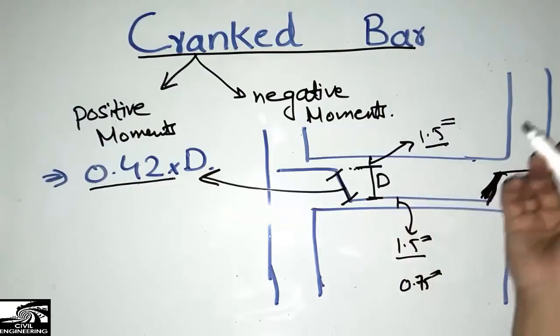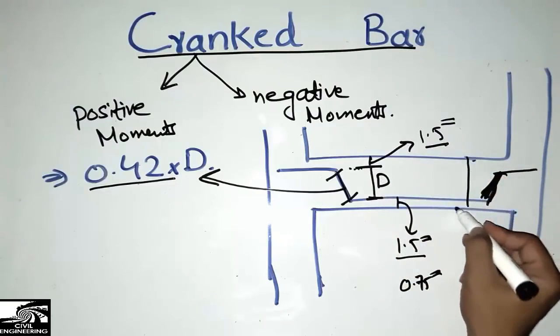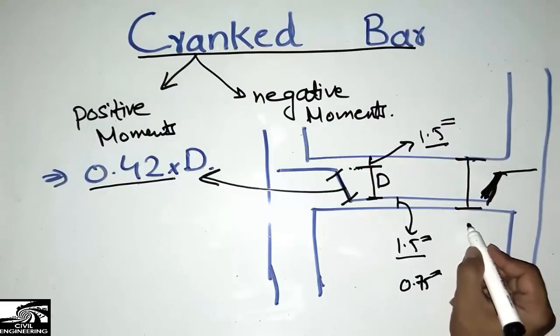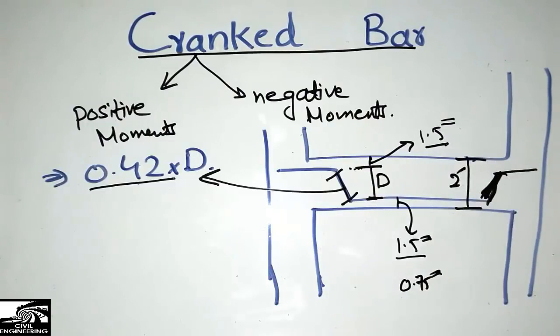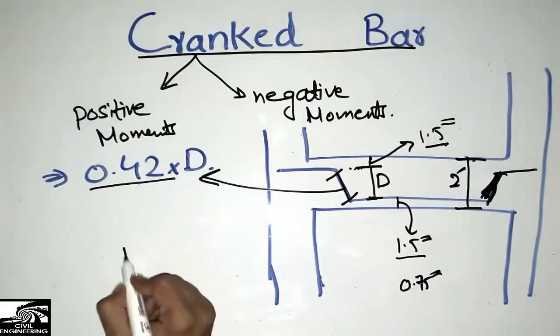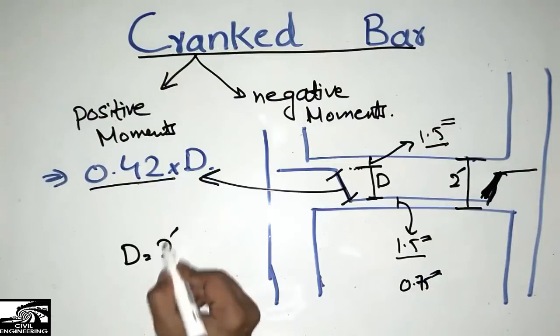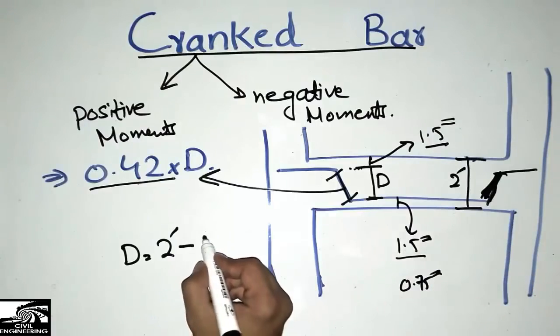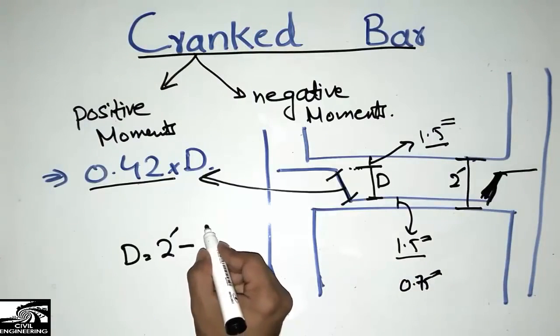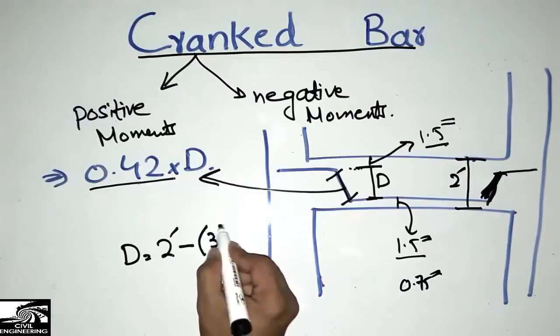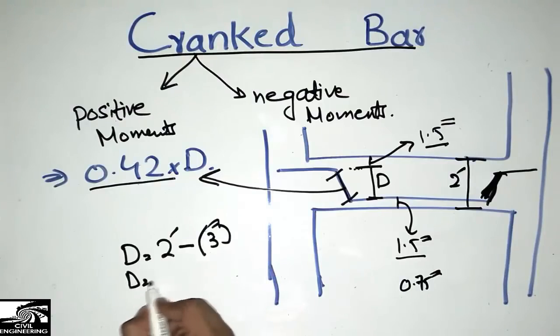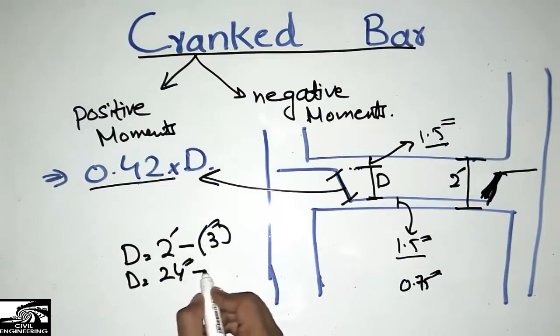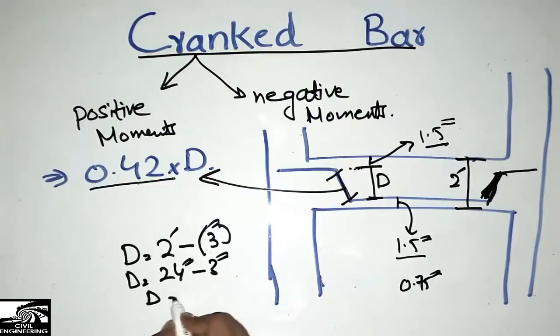Let's take an example that the total depth of the beam is, let's suppose, 2 foot. So how do we calculate the D? D will be equal to 2 foot minus this 1.5 and this 1.5. What do we get? 3 inches. So 2 foot is equal to 24 inches minus 3 inches. We get 21 inches. So 21 inches is the D.